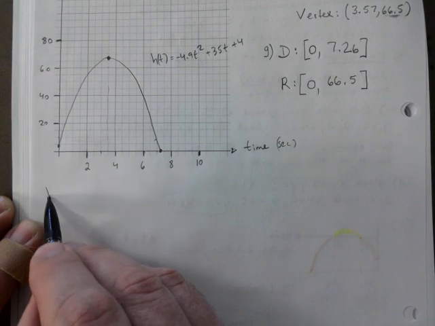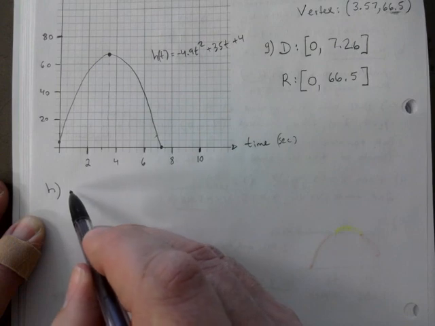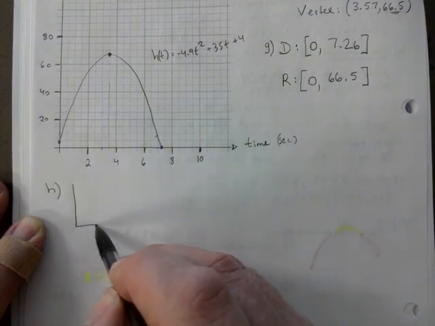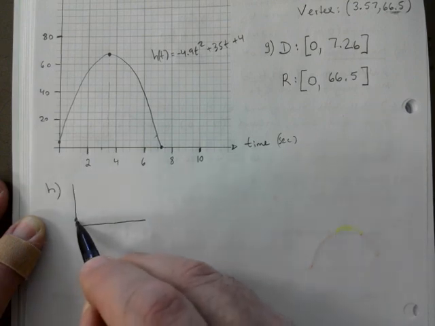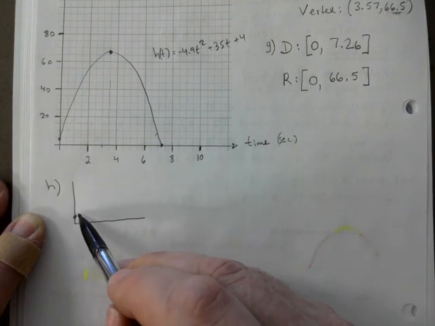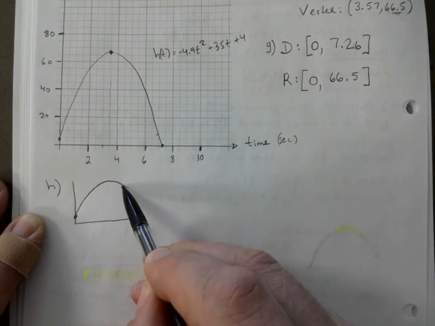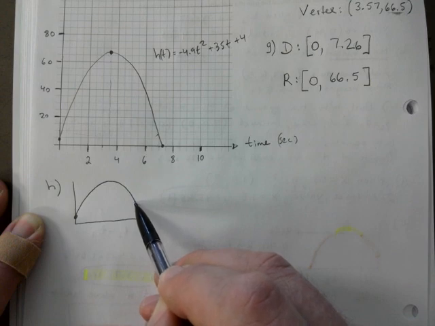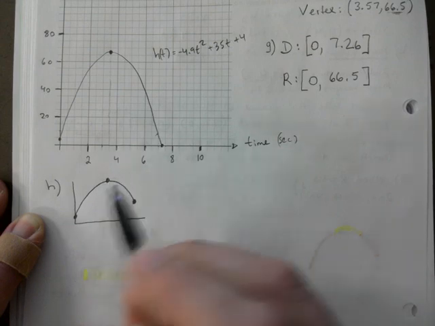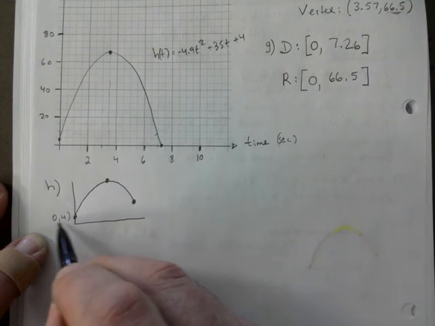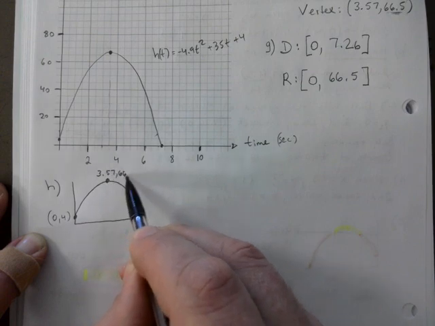So let's do H here. And if I don't ask you to graph it, make a sketch, please. You hit it at 4 feet. You reach the same vertex. Let's make it very obvious that it gets caught at 6 feet here. 0, 4, 3.57, 66.5.